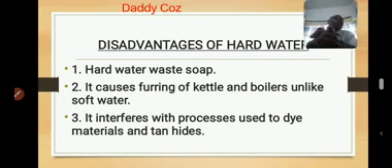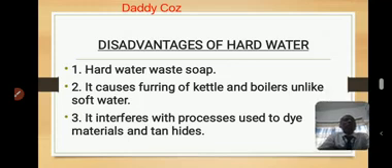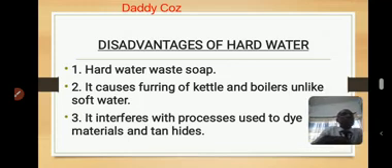Apart from that, hard water causes furring of kettles and boilers. I've told you that it's a disadvantage. If your kettle is covered with fur, or your boiler is covered with fur, it becomes very difficult for the kettle to conduct heat. The heat conductivity will reduce. So it takes time for water to boil in a kettle that contains fur.